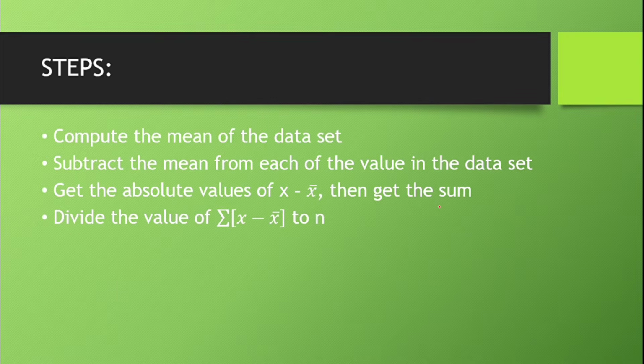There are steps. First, compute the mean of the data set, subtract the mean from each of the data values in the data set, and get the absolute values of x minus the mean. Then get the sum and divide this, and I will just correct this, the absolute sum, by n, which is the number of data in the data set.